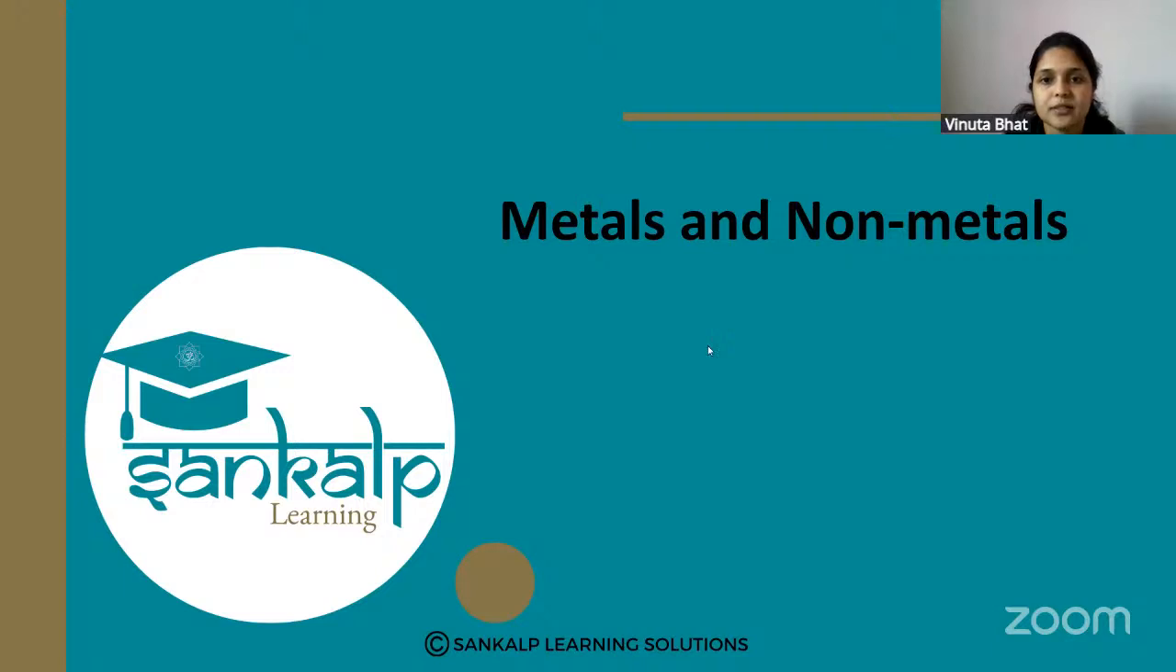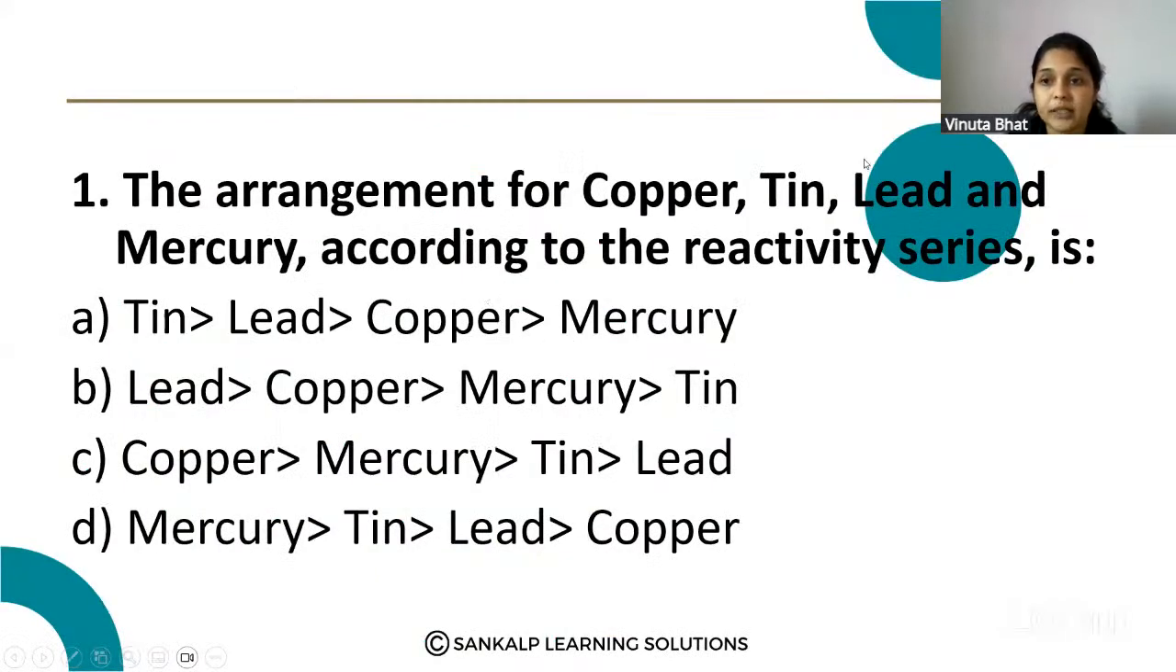The first question is: arrangement of copper, tin, lead and mercury according to the reactivity series. Just see the reactivity series. Option A, tin, lead, copper, mercury. Then lead, copper, mercury, tin. Copper, mercury, tin, lead. Mercury, tin, lead, copper. So, what is the correct answer for this question?